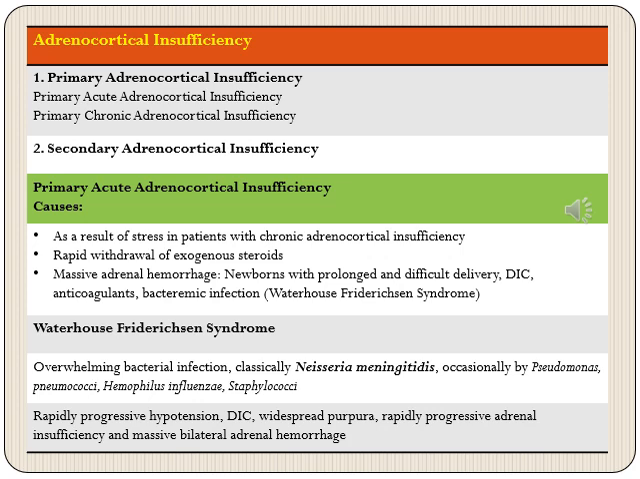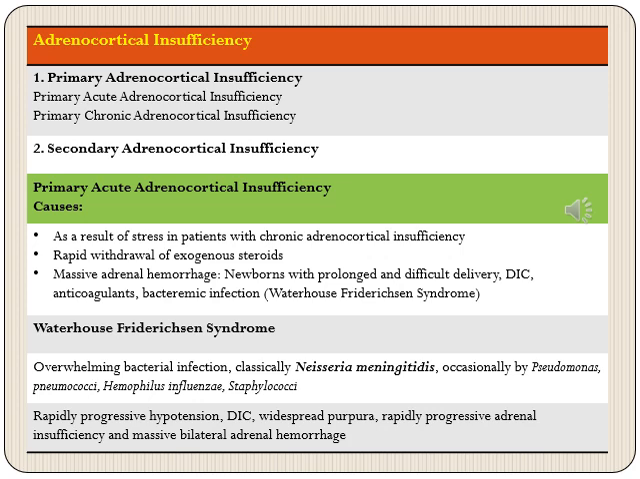In primary acute adrenocortical insufficiency, this can happen because of some kind of stress in patients who are already in chronic adrenocortical insufficiency, and this stress precipitates acute adrenocortical insufficiency, as there is already low reserve of adrenocortical hormones in these patients. Then there can be rapid withdrawal of exogenous steroids. The body's adrenal cortical cells are already suppressed, so the body is unable to cope with sudden withdrawal of these exogenous steroids.